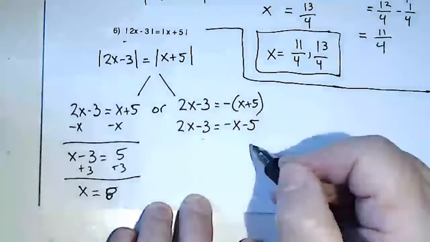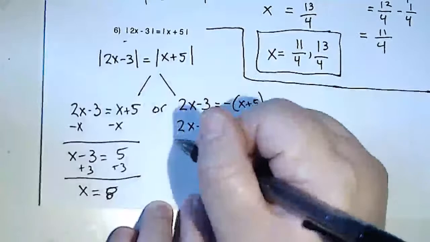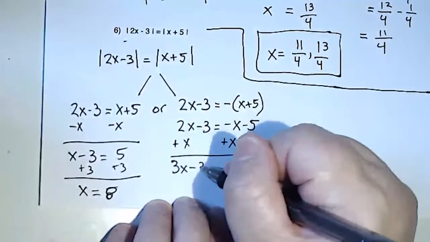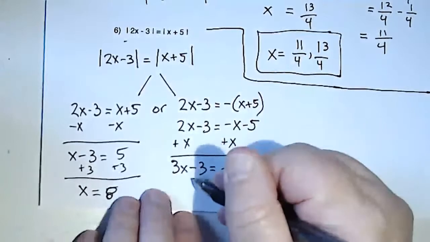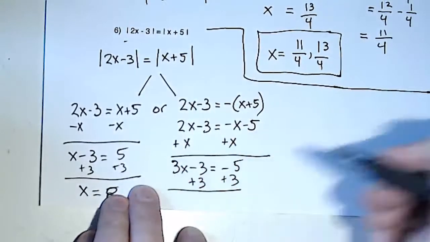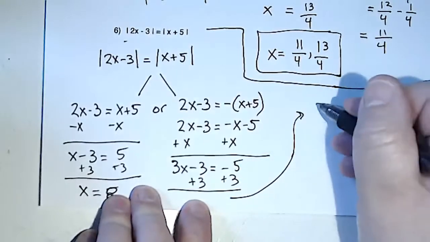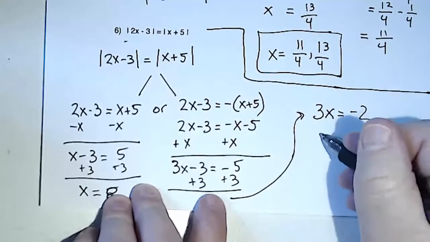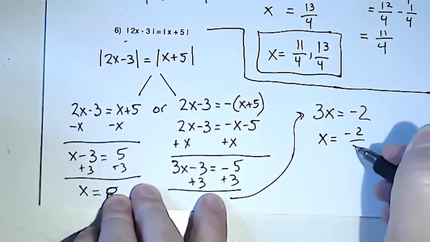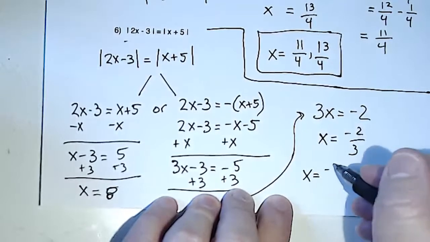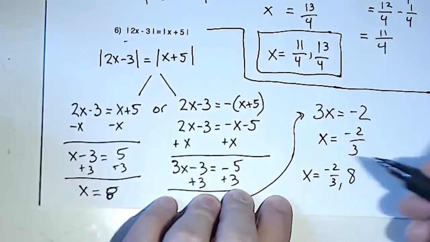Okay, now I'm going to add x to both sides. 3x minus 3 equals negative 5. Let me add 3 to both sides. Let's see, I'm running out of room. So I think I get 3x equals negative 2, or x equals negative 2/3. So my 2 possibilities are x equals negative 2/3 or x equals 8.